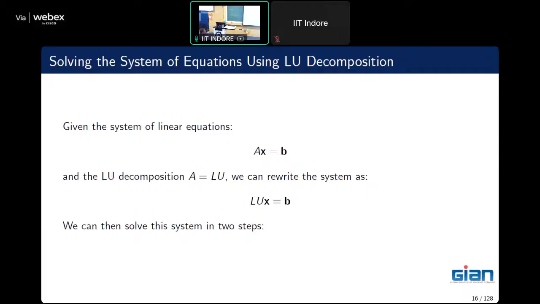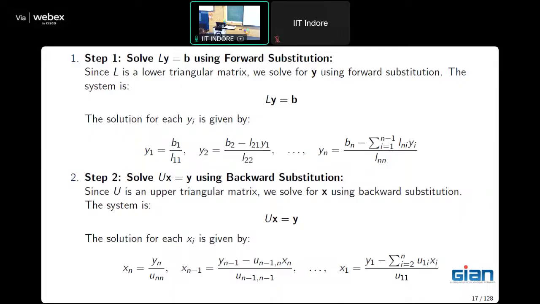Given Ax equal to B, you replace A by LU and solve LUx equal to B. Take Ux equal to some y and Ly equal to B. So what do you do? Generally, if Ly equal to B, where L11 and the other entries are the entries of the lower triangular matrix, you can get the solution by forward substitution. First you get y1, then if you know y1 you can get y2, and if you know y1 and y2, you can get y3, and so on.